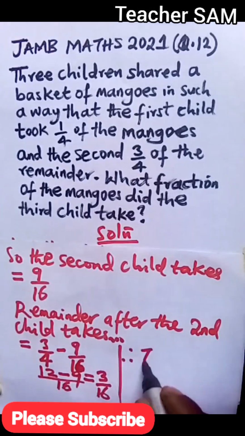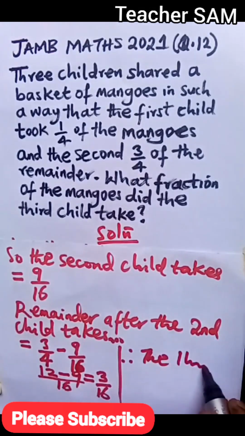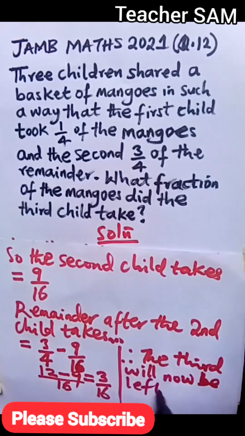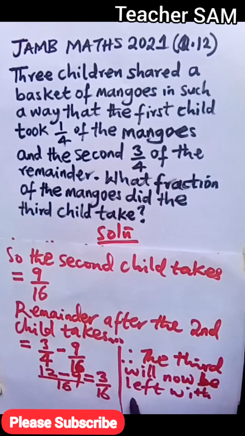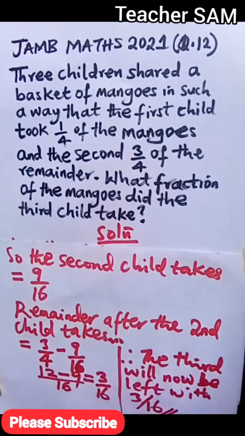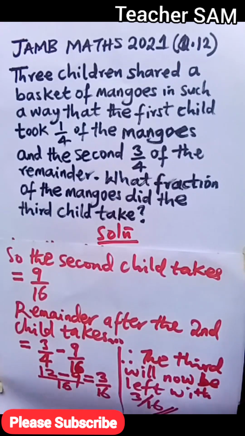Therefore, the third child will now be left with 3 over 16, because that is what is left after everybody has taken their share. The first son took his share, the second one took his share, and of course the last child took what is left from what the second left over. So that is the answer to this question.